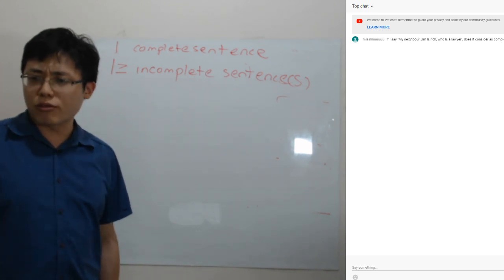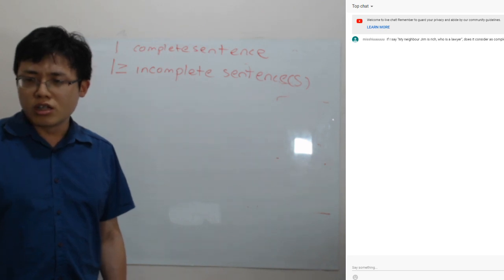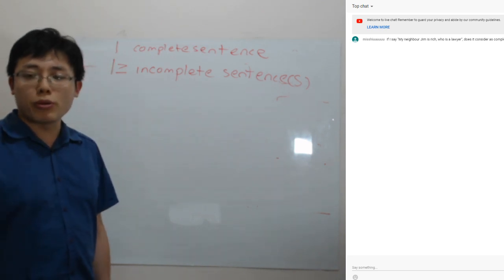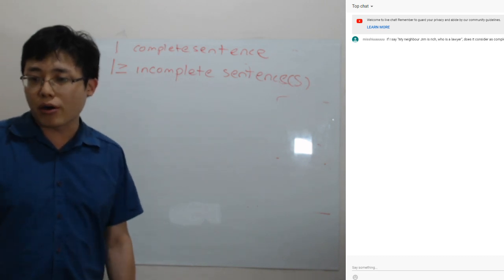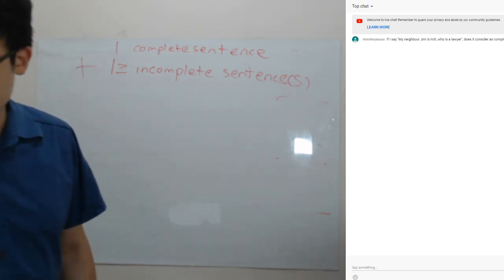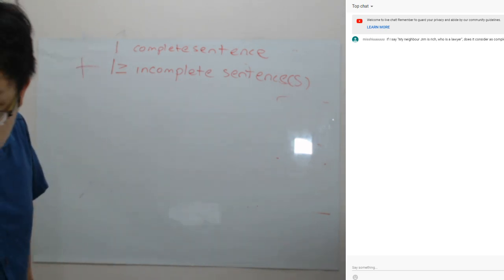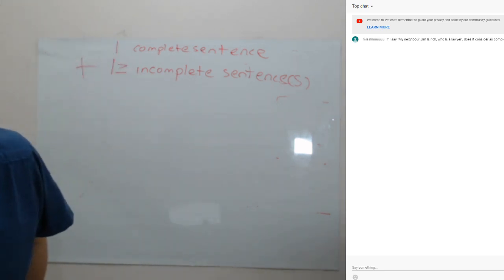Wait, let me check that out for a second. My neighbor Jim. I would not write it that way. Actually, it should be wrong because the noun phrase, then it loses focus. You should write it as my neighbor, who is a lawyer, is rich. Yes, that should be wrong, actually. I would not write it that way.